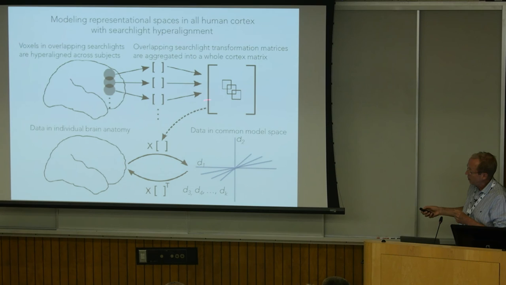Most of the entries are zero because those would be transforming voxels into dimensions that are associated with distant parts of the brain. But now there's a single transformation matrix, that's this thing here, that allows us to take an individual subject's brain anatomy and rotate that into a common model representational space that's high dimensional, or take a vector from the common model representational space, or a set of vectors, and rotate them back into the individual's brain space using the transpose of this matrix. This is fully invertible.